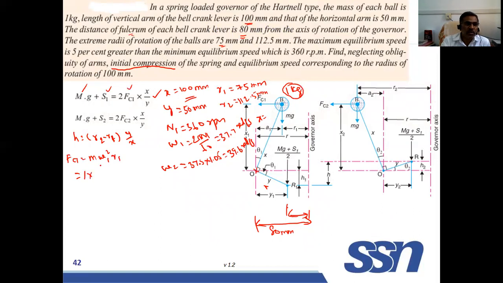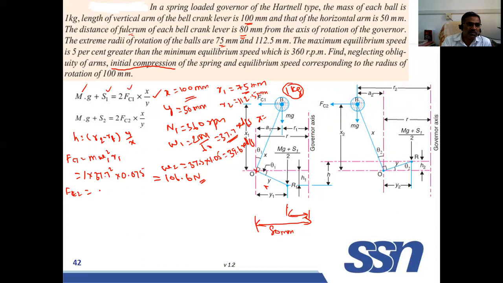So 1 into omega 1 squared, and the value of omega 1 is 37.7. So 37.7 square into R1, which is 75 millimeters, that is 0.075. So this will give the value of FC1. What is the value of FC1? It is 106.6 Newton.